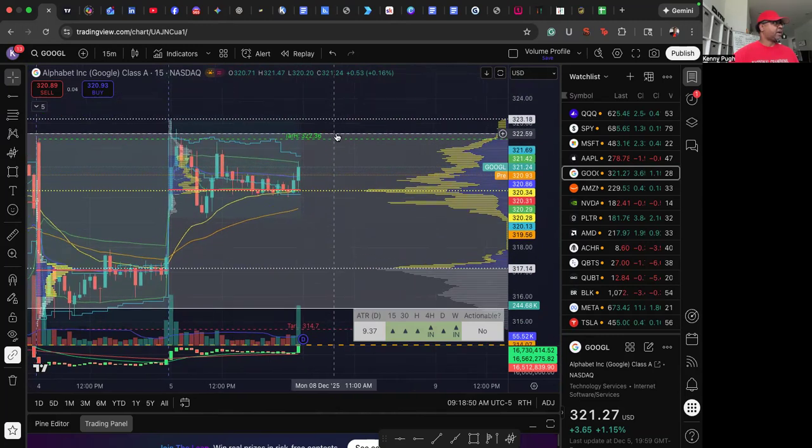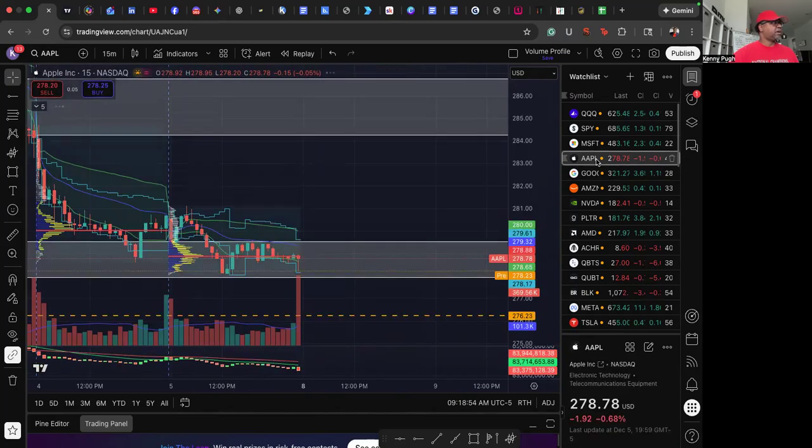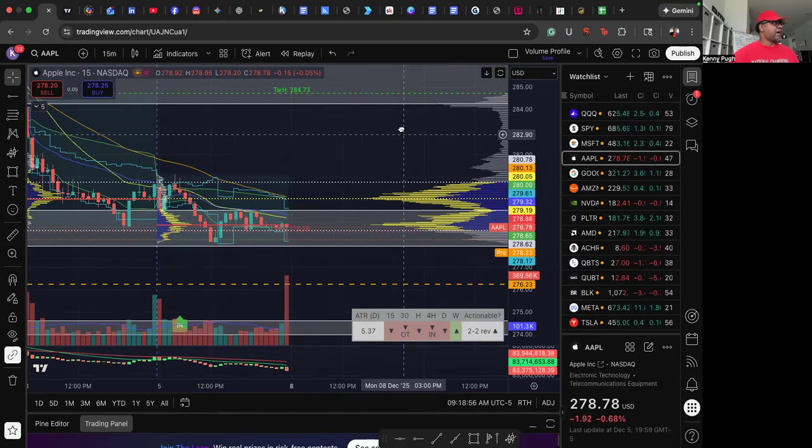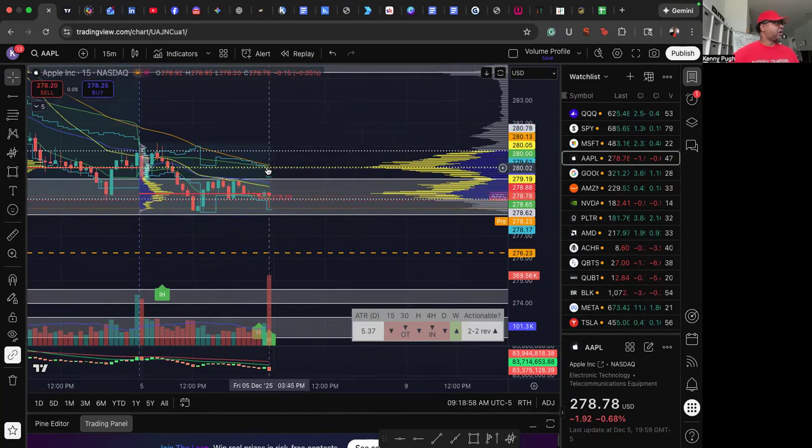So we've got to be careful about that. I would only want to take trades in the lower part of that zone. So that's just me. Won't necessarily do much with that. We are on Apple. The EMAs are trending down.